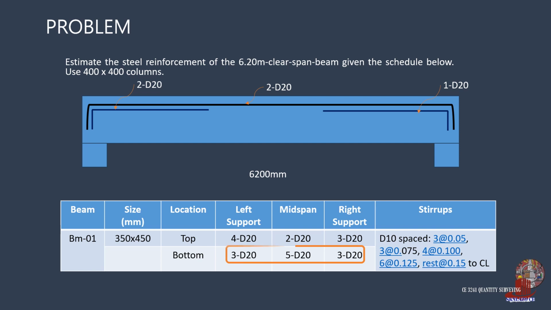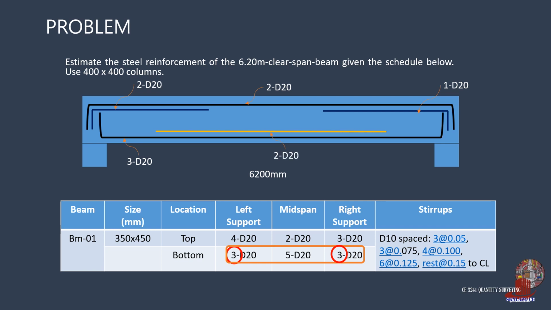Now look at the bottom bars. The left support contains 3 bars, the mid-span 5, and the right support 3. The least number is 3, and they are at both supports. This means that there are 3 continuous bars at the bottom. And to complete the 5 required bars at the mid-span, provide 2 more D20 mm cut bars.